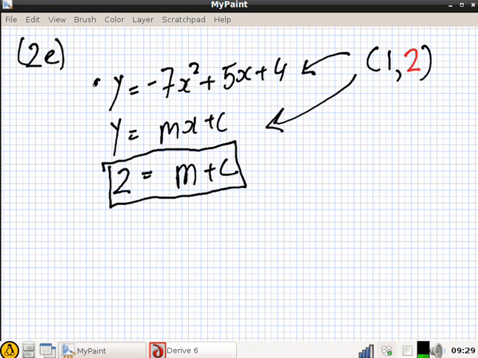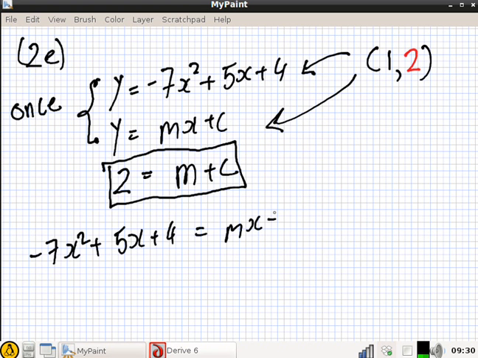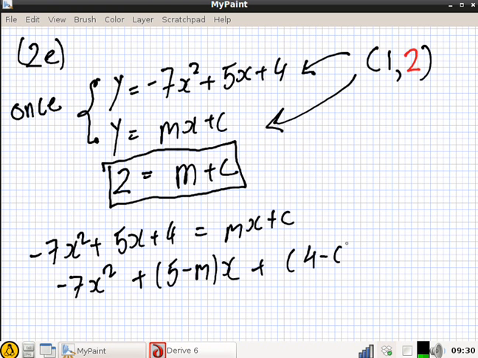Now we also know that if I try to solve these, I should get only one answer because they meet only once. So making these equal, I get minus 7x squared plus 5x plus 4 equals mx plus c. So I get minus 7x squared plus 5 minus mx plus 4 minus c equals 0.